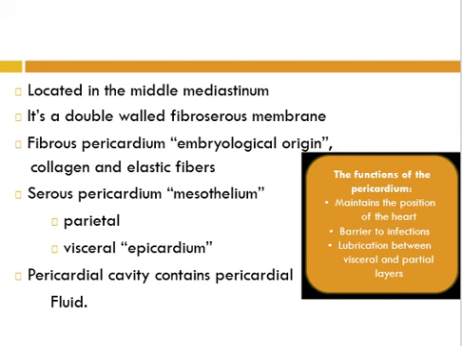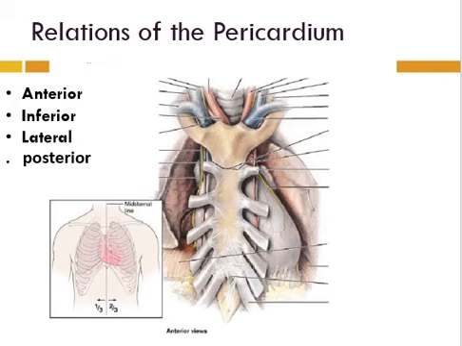Now here is some detail about fibrous pericardium. Fibrous pericardium is a conical sac which is the outer tough layer, and it has embryological origin from collagen and elastic fibers, which is dense connective tissue. And it has an apex which is blunt and lies at the level of the sternal angle.